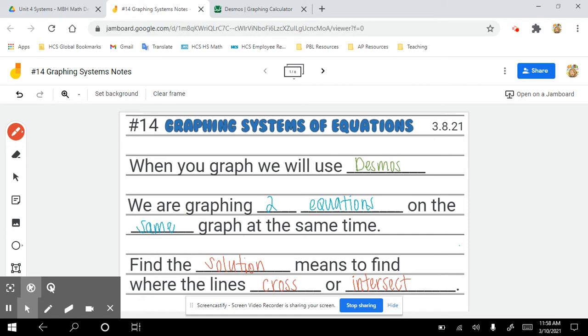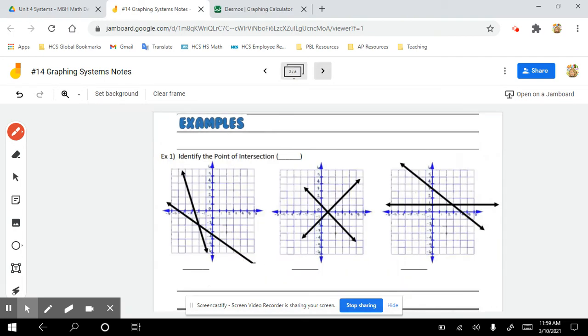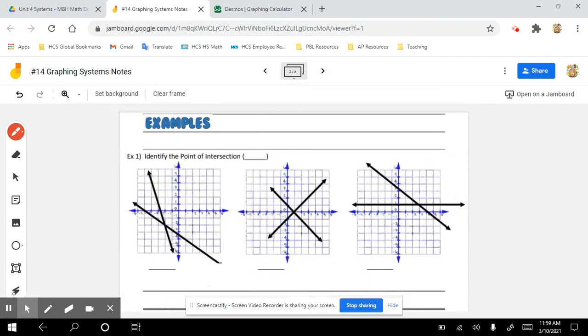When they ask you to find the solution, it means to find where the two lines cross or intersect. So let's take a look at how these lines are going to look on one graph. In order to identify the solution, you are literally going to use your pink slip of paper that we put into your notebook here and find those intersection points. Now points are in the form of x comma y surrounded by parentheses.